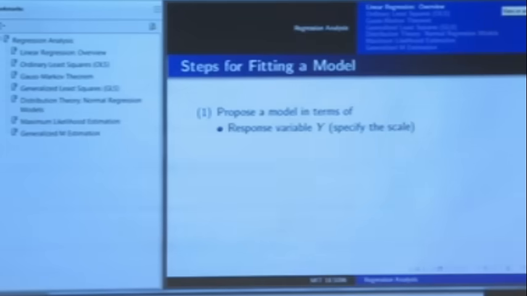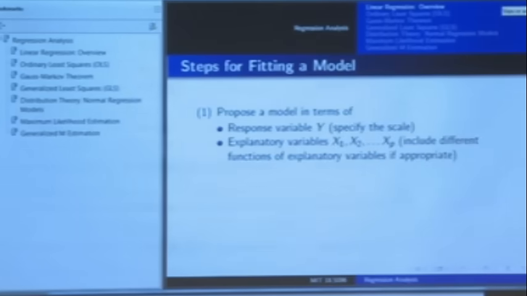All right, so let's go through what the steps are for fitting a regression model. First, one wants to propose a model, in terms of identifying a particular response variable of interest. Critical here is specifying the scale and a collection of independent variables to include in the model. And it's important to think about how general this setup is.